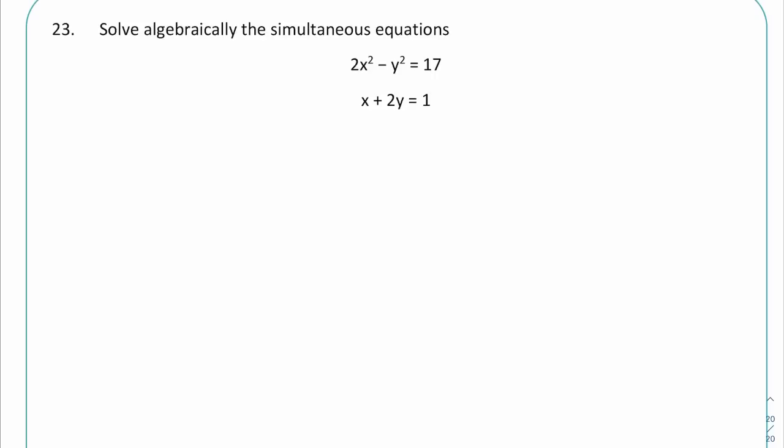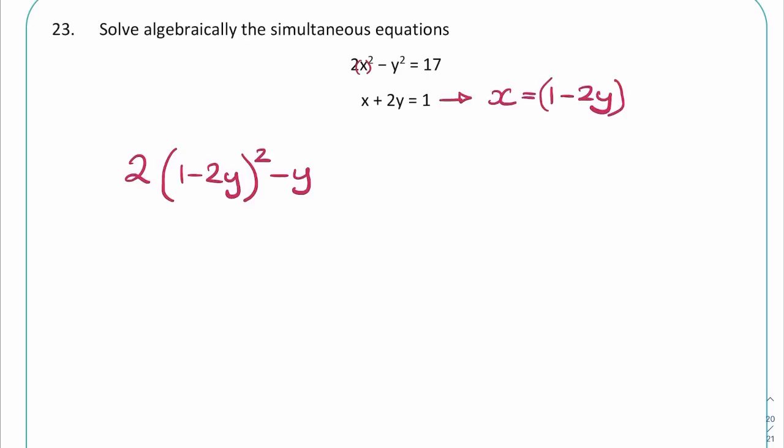So this question here, you need to be pretty good at quadratic simultaneous equations, but let's rearrange this second equation as x is equal to 1 minus 2y. Now we can put a bracket around this and put it in place of the x in this equation here. And let's just write that out. So that would say 2 lots of (1 minus 2y) squared minus y squared, and that's equal to 17.